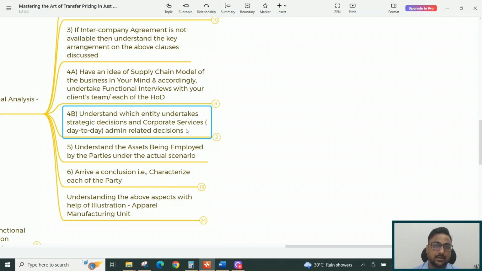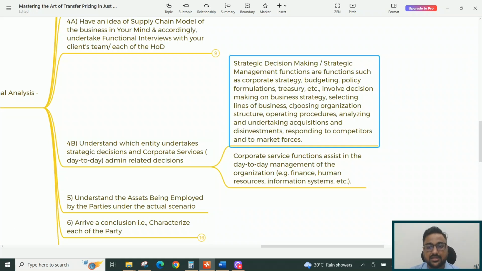You need to understand, apart from the above functional analysis, these two parts. Now, what are strategic and corporate services functions? Let me explain. Strategic decision making, or technically strategic management functions, are functions such as corporate strategy, budgeting, and policy formulation, which involve decision making on business strategy, selecting lines of business, choosing organization structure and operating procedures, analyzing and undertaking acquisitions and disinvestments, and responding to competitors and market forces.